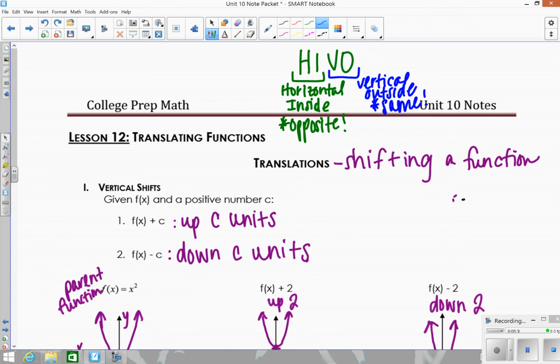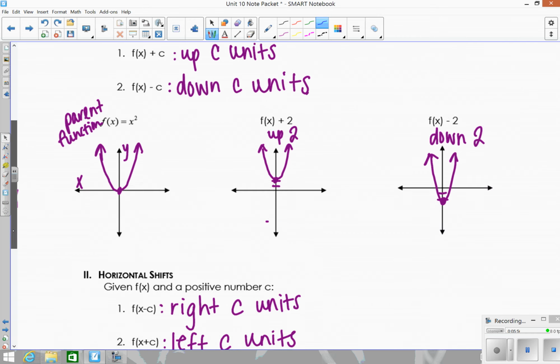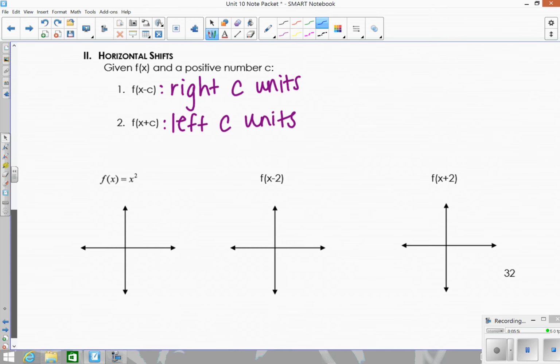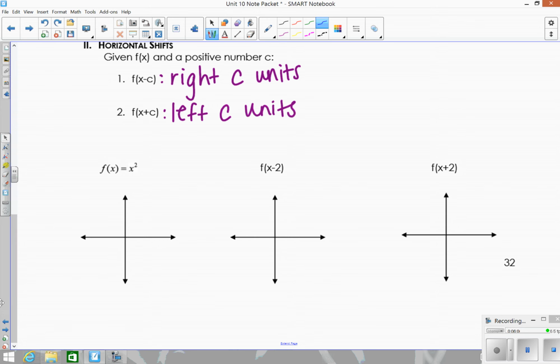So that's just an acronym to help us remember the different rules. And it's going to be more helpful when we start seeing other types of transformations. But for right now, we're just focusing on translations, which are just a subcategory of the big picture transformations. So let's look at this bottom example with the horizontal shifts. So we said horizontal, we have right C and left C units.